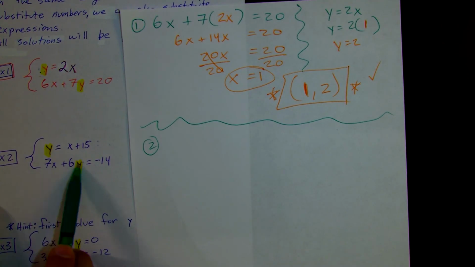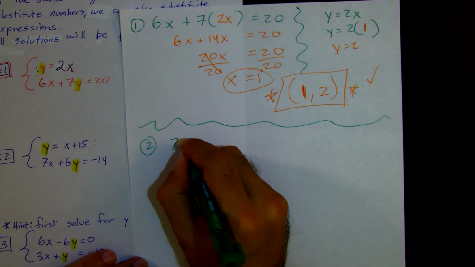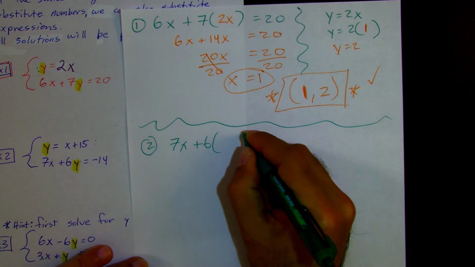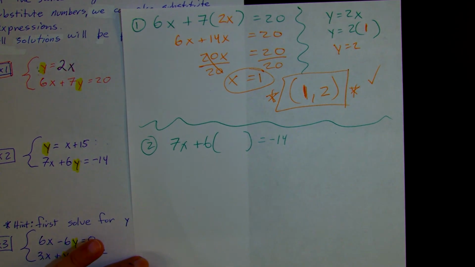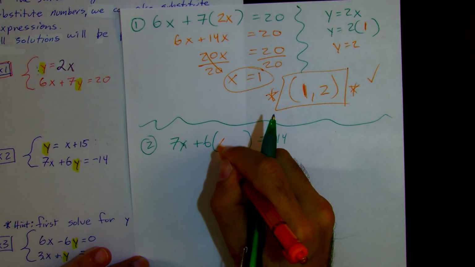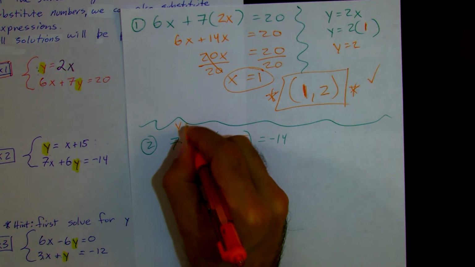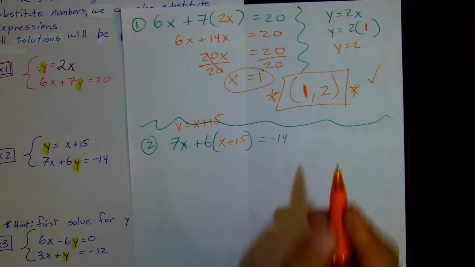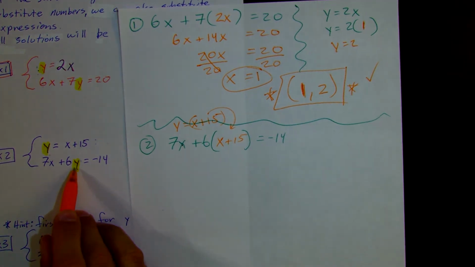Because these y's are the same, and y is equal to x plus 15, I could put it right there. Watch: 7x plus 6, leave space. You see, I just left the y value open, because we can substitute an entire expression. We knew from the original problem that y was equal to x plus 15. So guess where we're going to put that x plus 15? Right where that y is in my other equation.